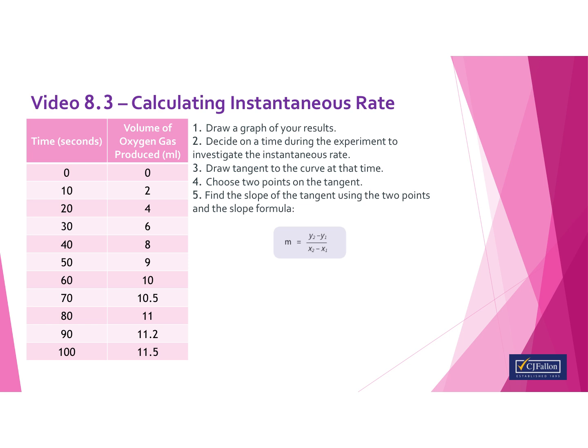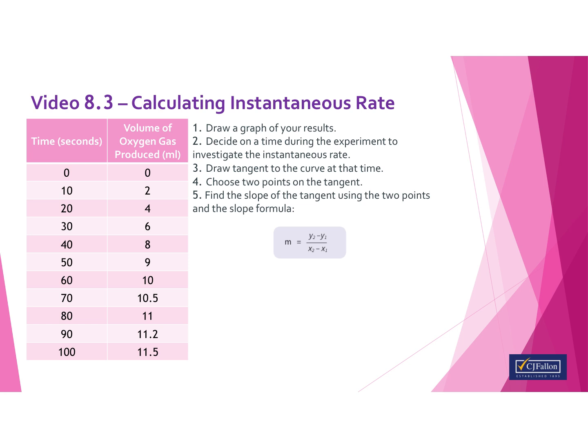In the centre of the screen are the 5 steps needed to calculate the instantaneous rate. The first step is drawing a graph of your results. Having watched video 8.2, you should be confident at graphing results from experiments. Step 2 is to decide on a time during the experiment to investigate the instantaneous rate.